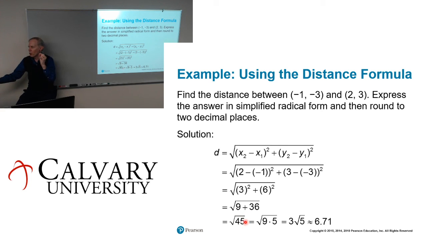But notice what's called simplified radical form means you factor out a perfect square. A perfect square being the number that multiplies by itself that's a factor of 45. Well, of course, 9 is a perfect square. The square root of 9 is 3. So the simplified radical form, and that's what's being asked for right here, is 3 times the square root of 5, which as a decimal rounded to 2 places is 6.71.